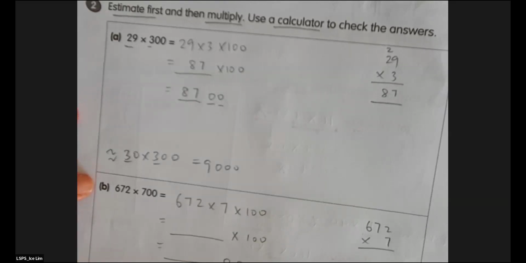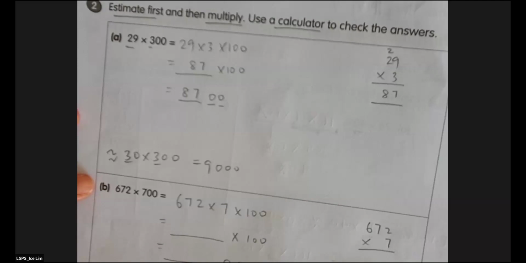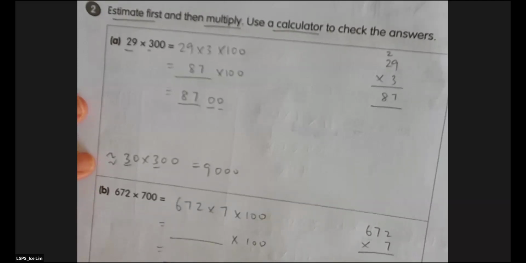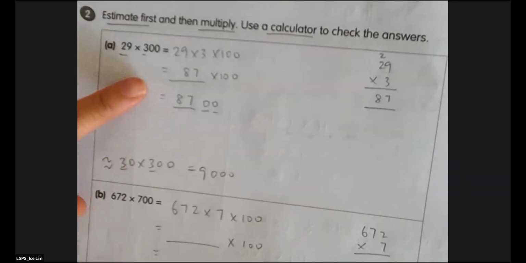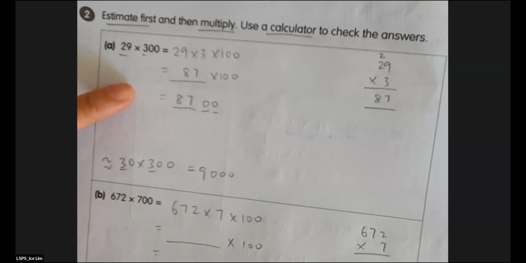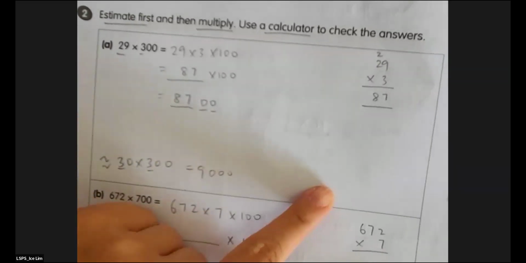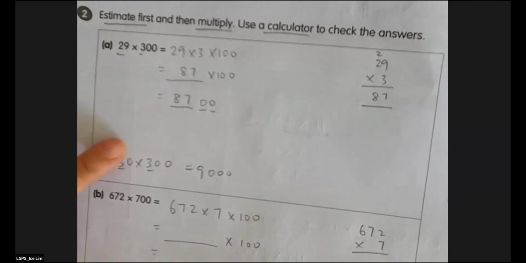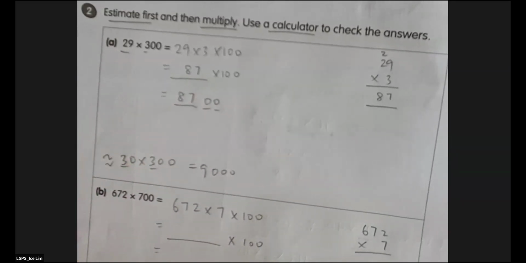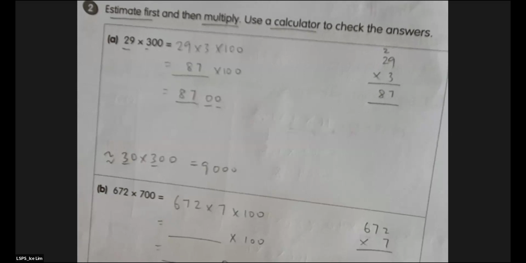Plus 29 times 300. Or you can pay me at 1.5 times speed. Okay, plus 29 times 300. Then you do 29 times 3, 29 times 3 is 87, 87 times 100 will be 8,700. Then you can pay me at 10 times speed. Okay, plus 672 times 700. 10 times. Yeah. Even faster.